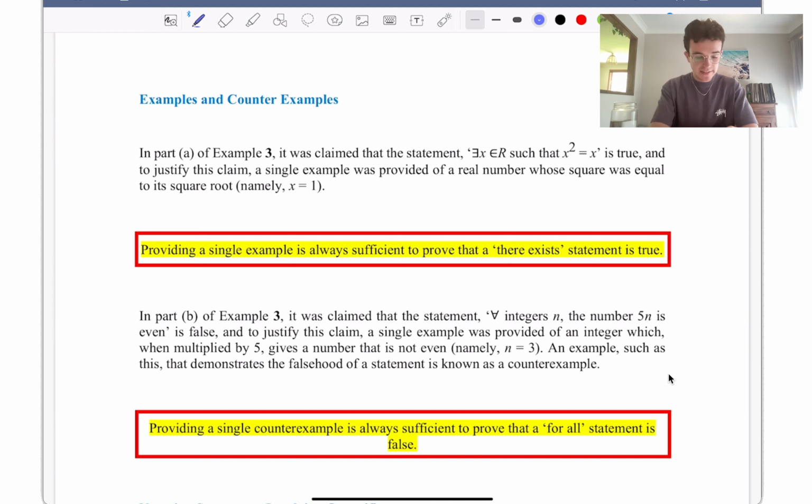Okay, examples and counter-examples. In part A of example 3, it was claimed that the statement, there exists x belonging to the real numbers such that x squared is equal to the square root of x, is true. And to justify the claim, a single example was provided. If we're just proving that something exists, using the existential quantifier, one example is enough to prove that statement. Because that quantifier, a backwards E, there exists, only means that we have a minimum of one number. So if we show there is a minimum of one number, we've proven that statement.